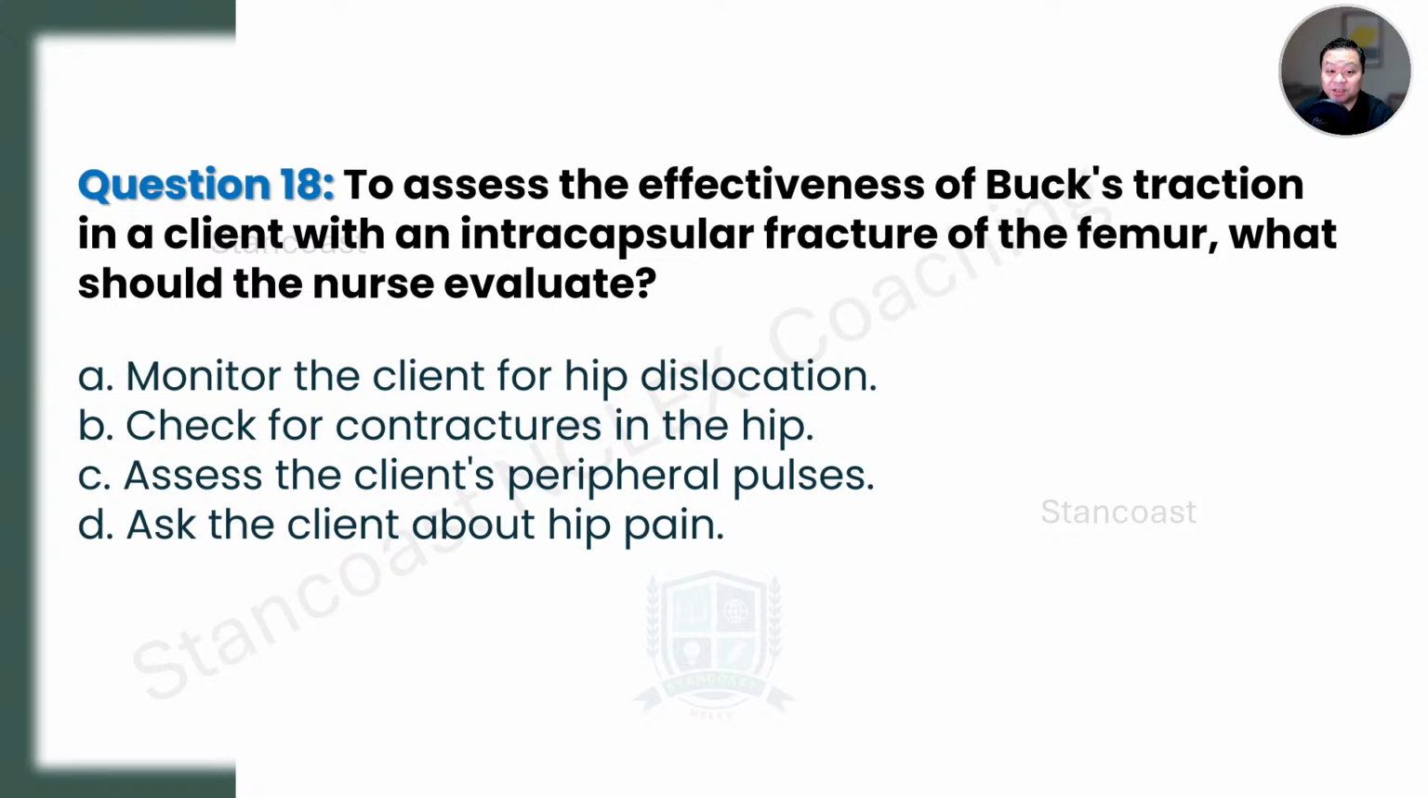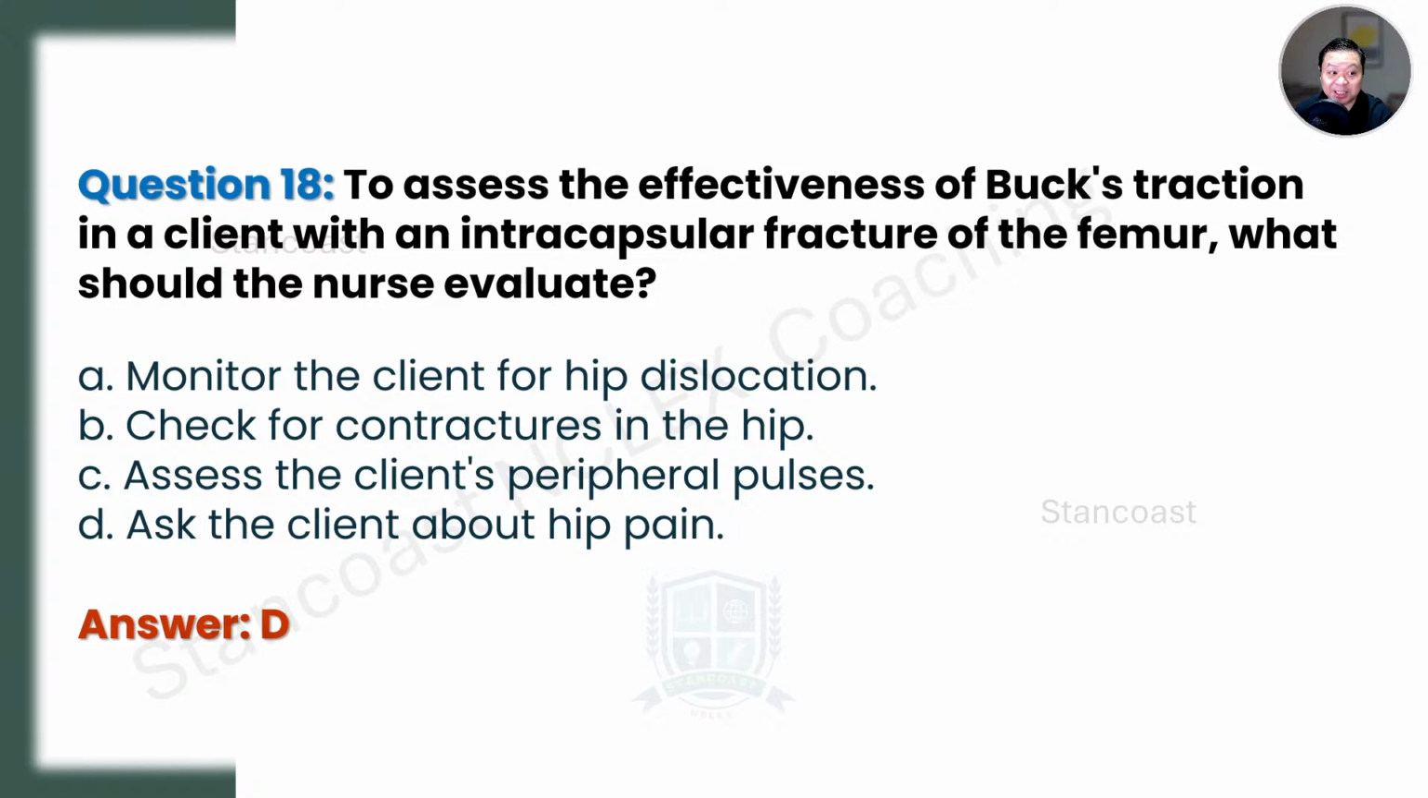The correct answer here is letter D, ask the client about the hip pain. Again, the purpose of the box traction is to immobilize the leg, and it will alleviate painful muscle spasm. So if you are asking the patient about their hip pain, this is the best way to assess whether their traction is effective. If you selected letter A, the box traction doesn't prevent or address dislocation.